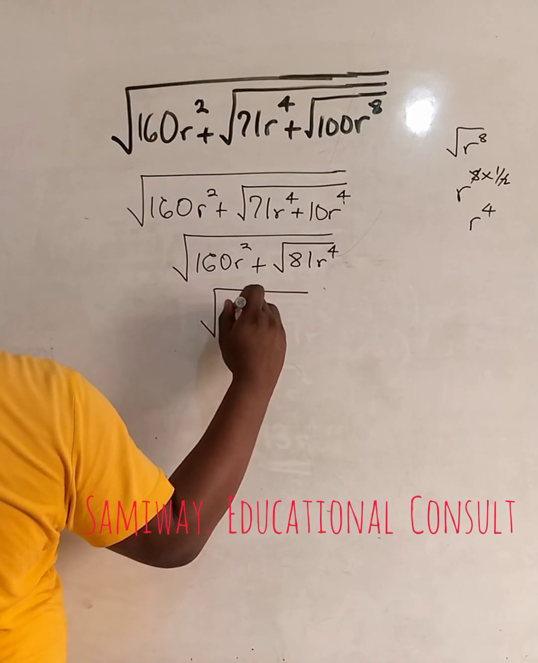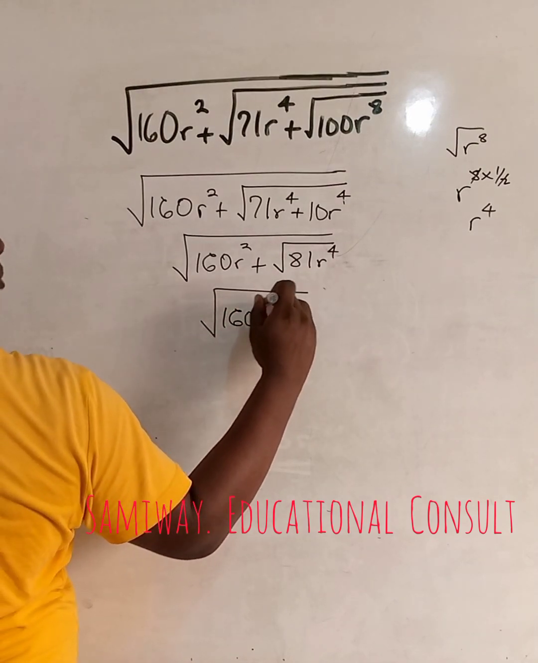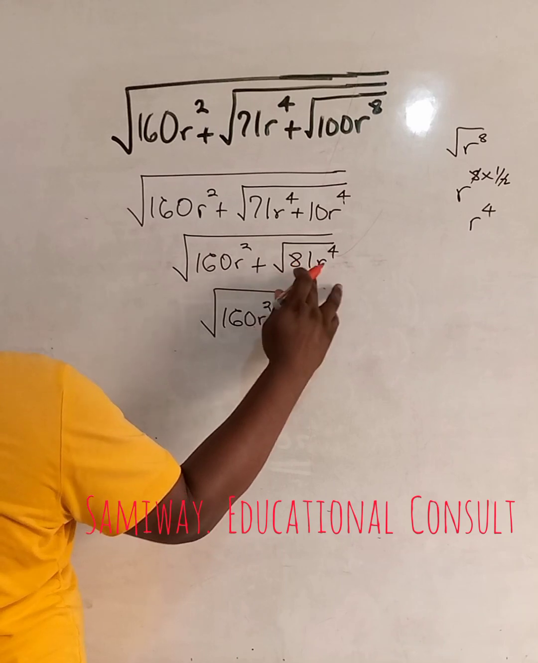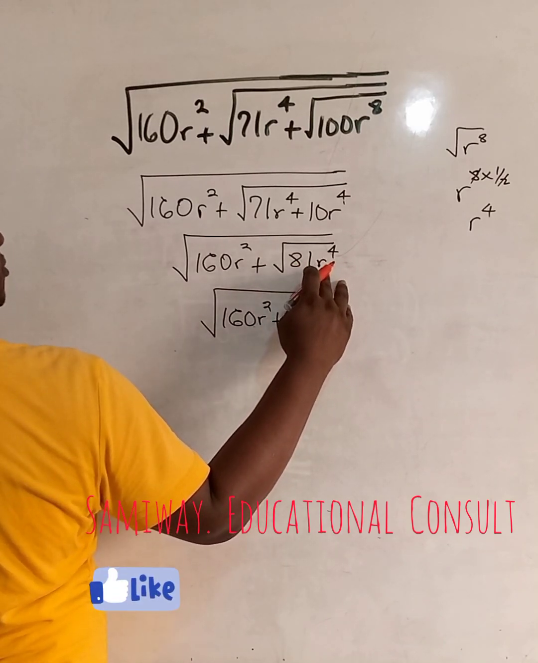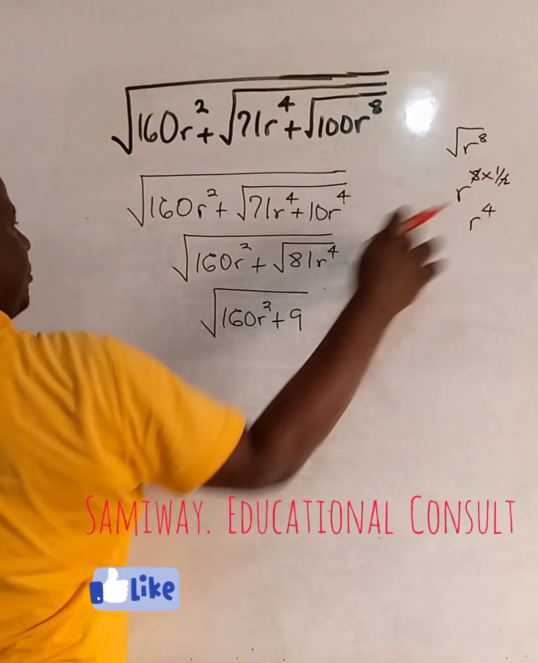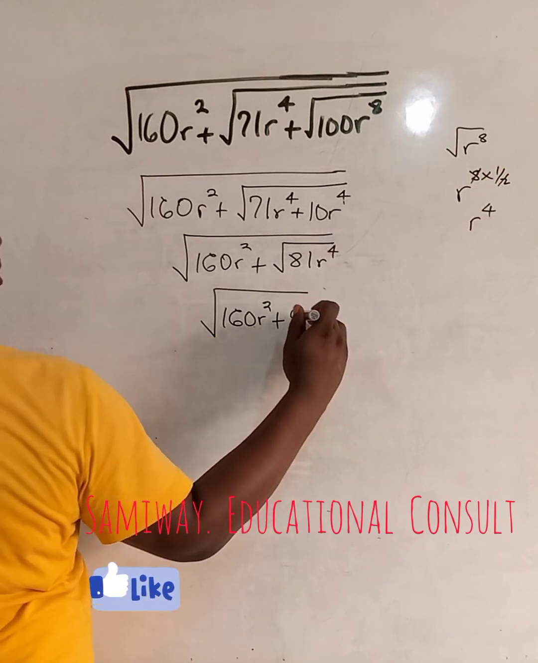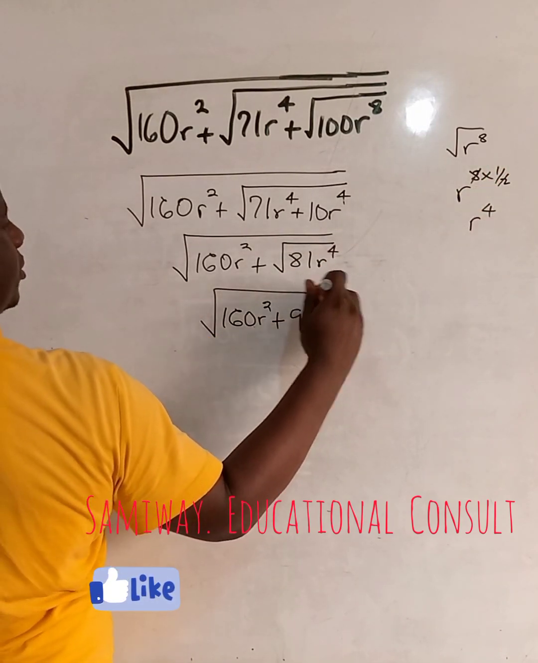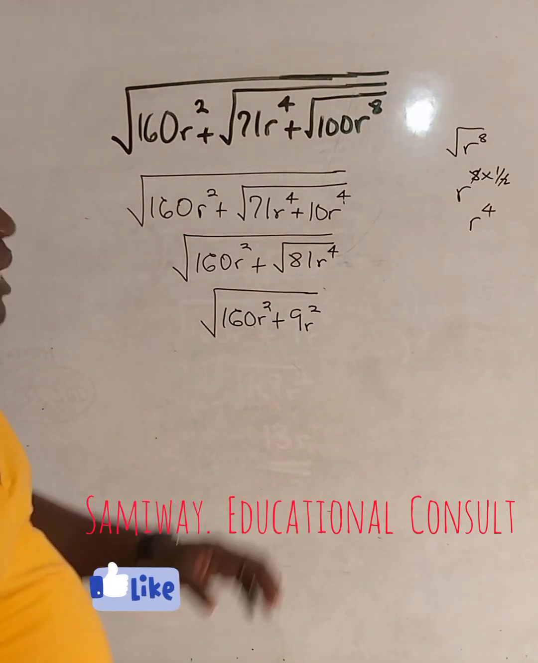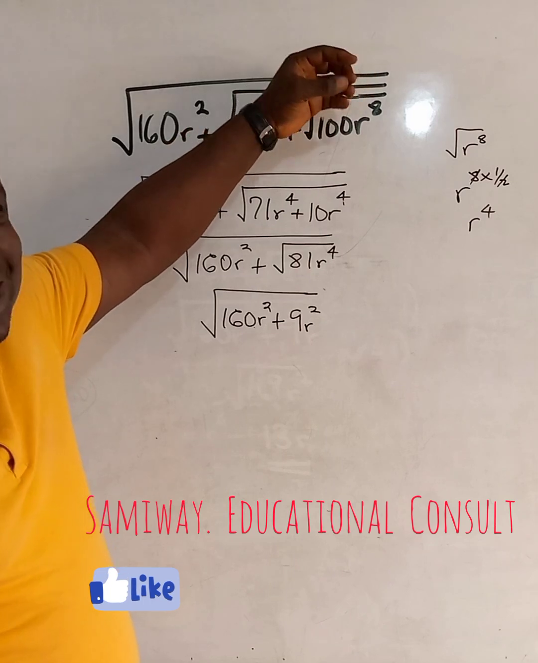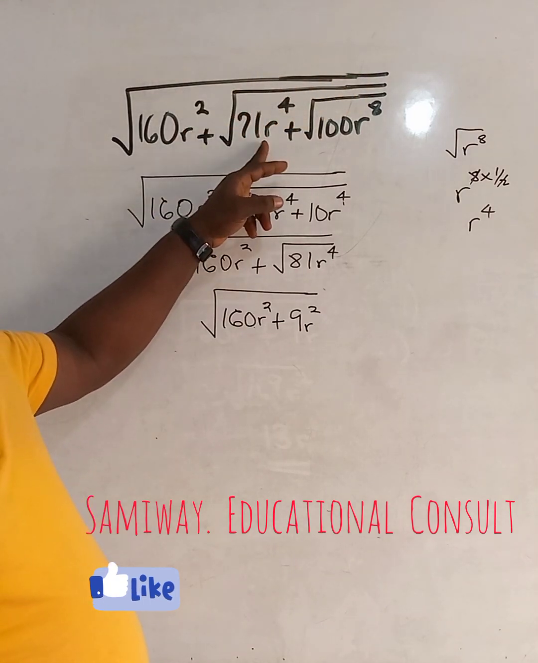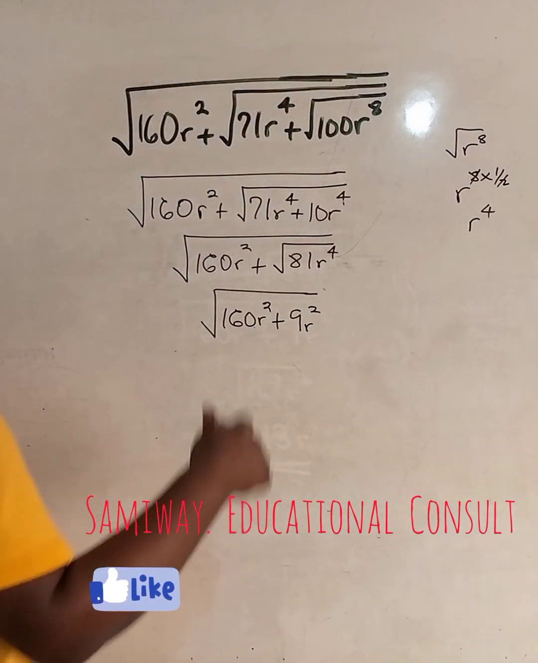Root 160r power 2 plus the square root of 81 is what? 9. The square root of r power 4. The same thing is applicable. Half of 4 is what? R power 2. You can see that as we are taking each of the root, the power under each root is being reduced to the one that we consider next.